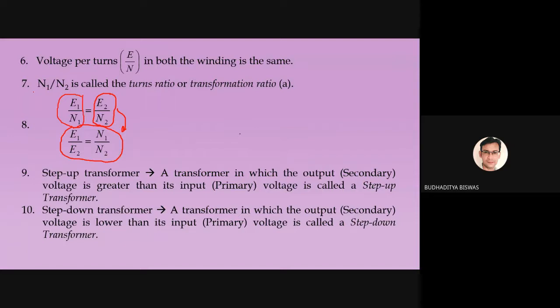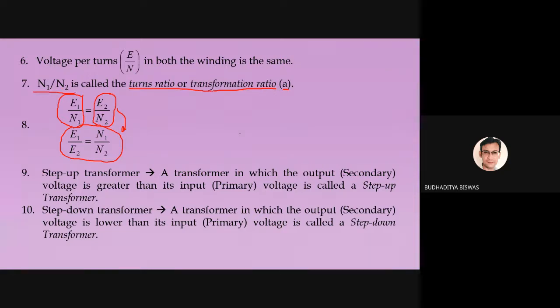Now this N1 by N2 is called the turns ratio of the transformer. In some of the books, the turns ratio is denoted by small m. In some of the books, the turns ratio is denoted by small a. So whatever be the symbol used to denote this turns ratio, you need to remember this N1 by N2 is called the turns ratio, not N2 by N1. Primary number of turns by the secondary number of turns is actually the turns ratio of the transformer.